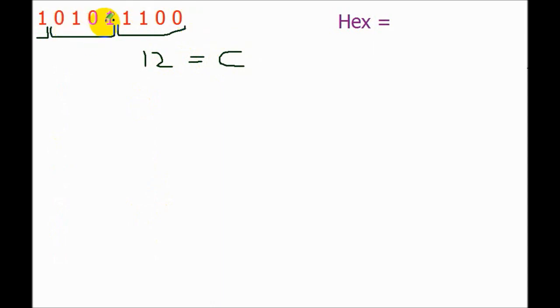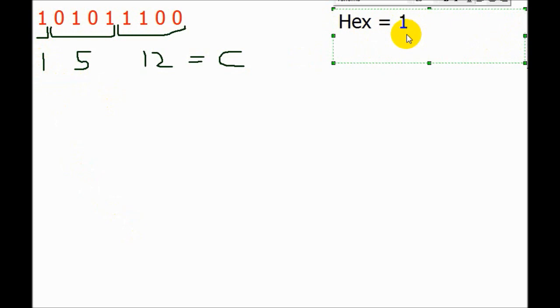Let's look at 0101. Yeah, 8, no 8, 4 yes, no 2, and a 1. So we've got 5. And 5 is itself in our hexadecimal value, so that's easy enough. We don't need any special representation there. The 1 is all on its own, so we're just going to put a 1. So in hexadecimal, this binary number is represented by 1, 5, C.